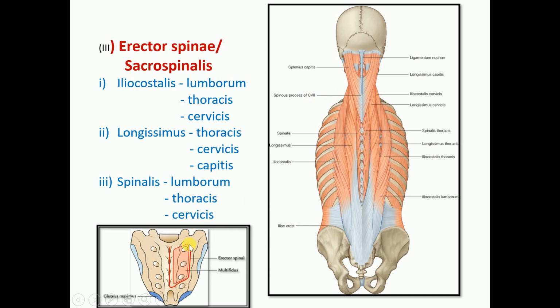Now, the iliocostalis muscle is again divided into three subdivisions according to their location: iliocostalis lumborum in the lumbar region, iliocostalis thoracis, and iliocostalis cervicis.